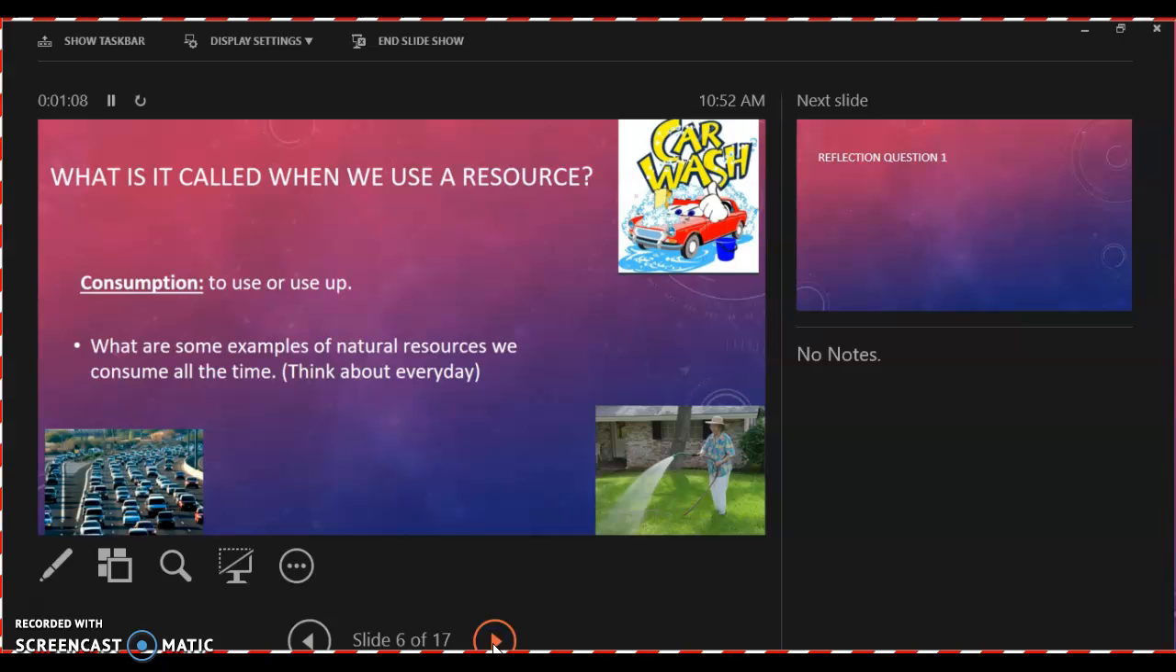Alright, so what is it called when we use a resource? When we use a resource, it is consumption. We are consuming it. Okay, so we're going to use it or use it up.